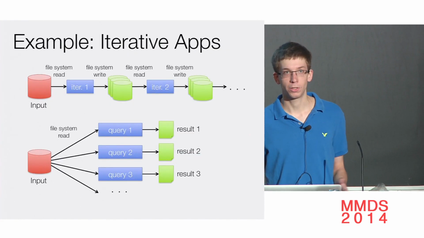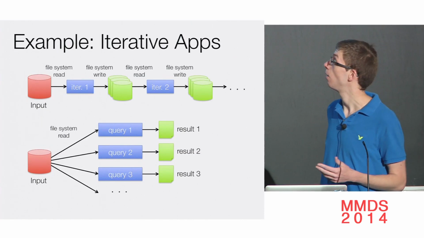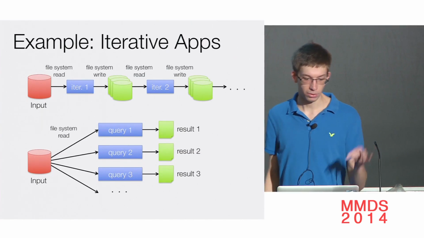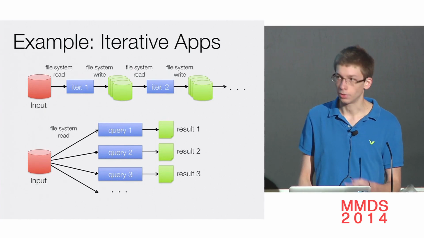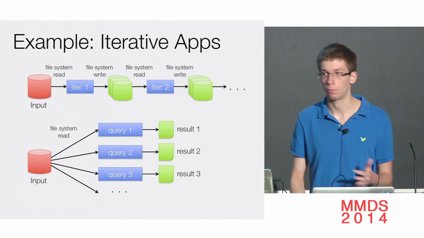Just some pictures of this. I'm going to show two examples of things you might do. So first at the top is an iterative algorithm where the output of each step becomes the input for the next step.